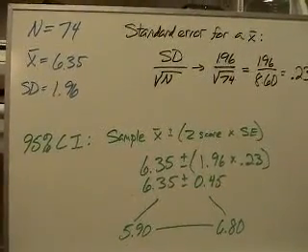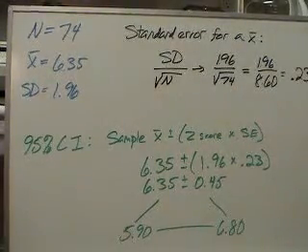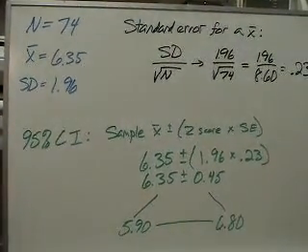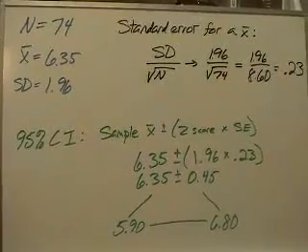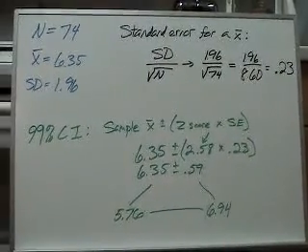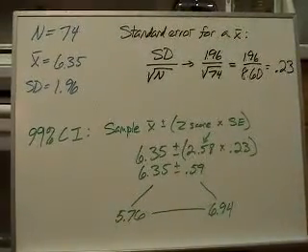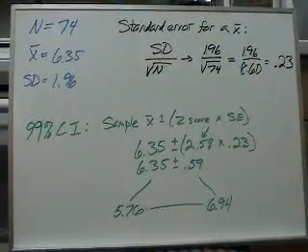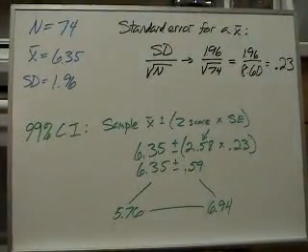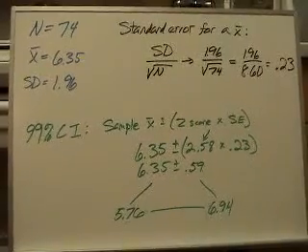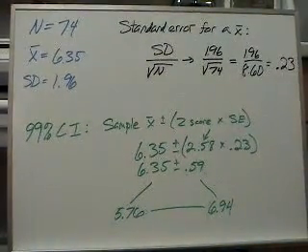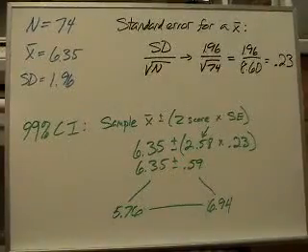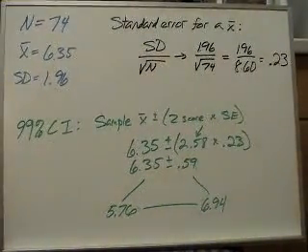Now let's calculate a confidence interval for 99%. All that means is we change the selected z-score. Okay, now you can see we've switched over to a 99% confidence interval. Everything else stays the same. We still have the same sample size of 74, a mean of 6.35, that's your observed mean, and a standard deviation of 1.96. So our standard error does not change at all.